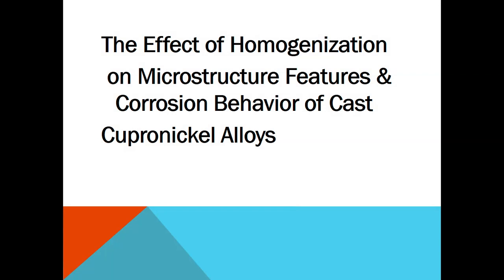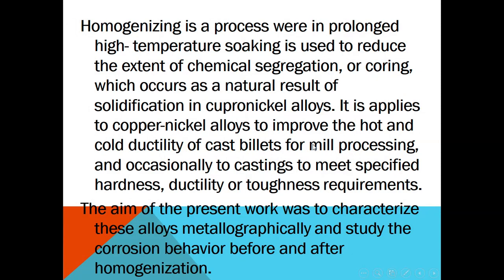The effect of homogenization on microstructure features and corrosion behavior of cast copper-nickel alloys. The case study for the metallurgical aspect of corrosion. Homogenizing is a process wherein prolonged high temperature soaking is used to reduce the extent of chemical segregations.